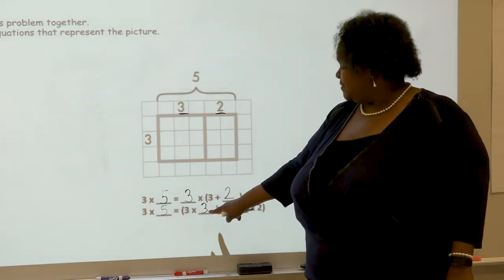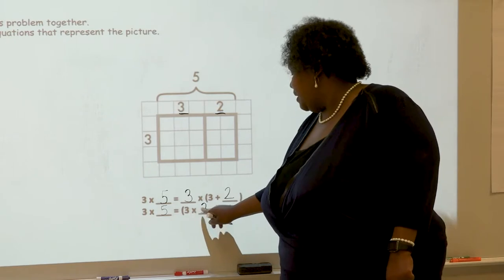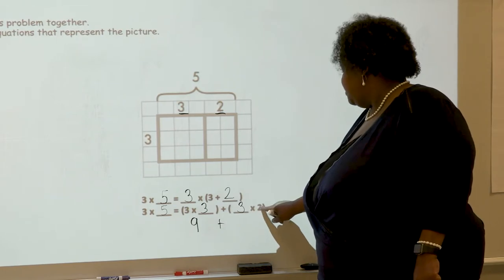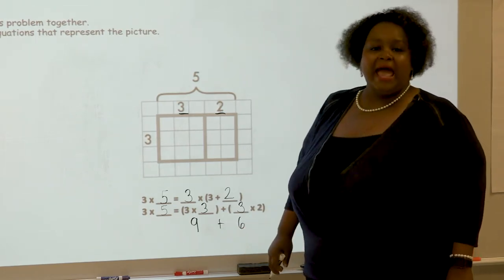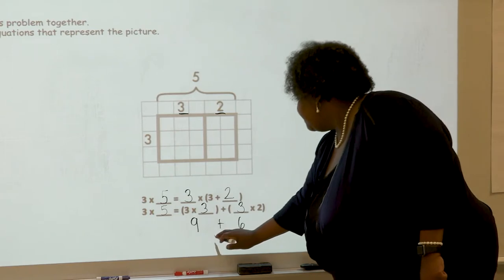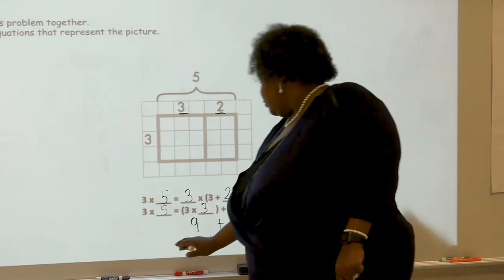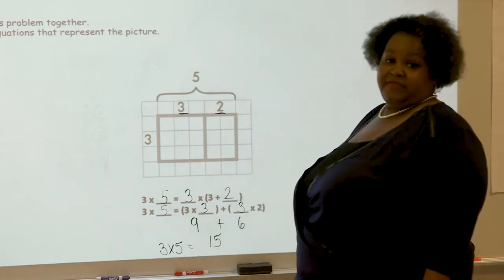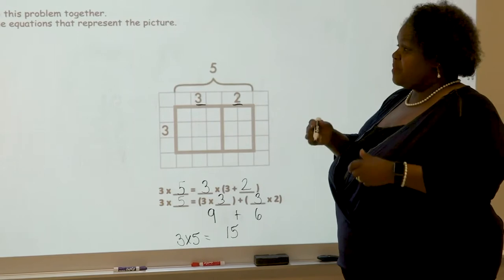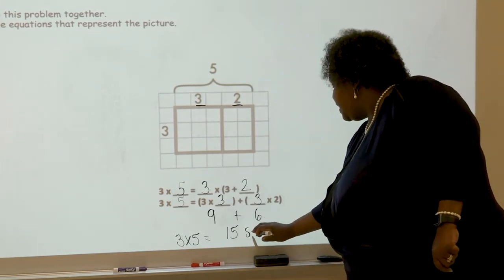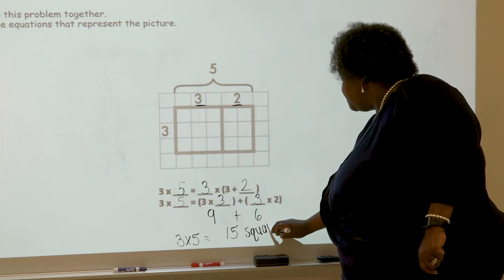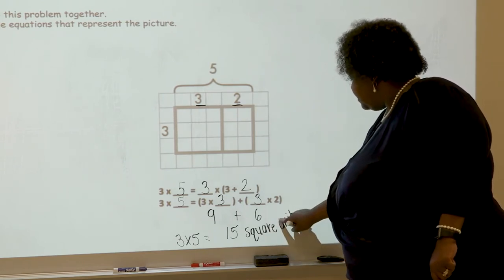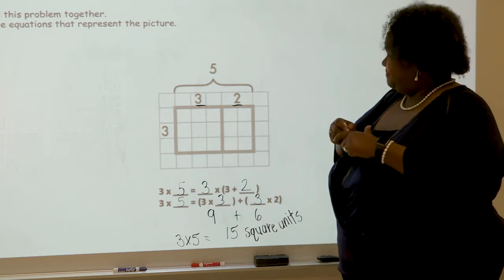All right, let's multiply, find our products. 3 times 3 equals 9, plus 3 times 2 equals 6. When I add 9 plus 6, I get 15. 3 times 5 equals 15. The area of my square is 15, and I want to put that in square units. 15 square units.